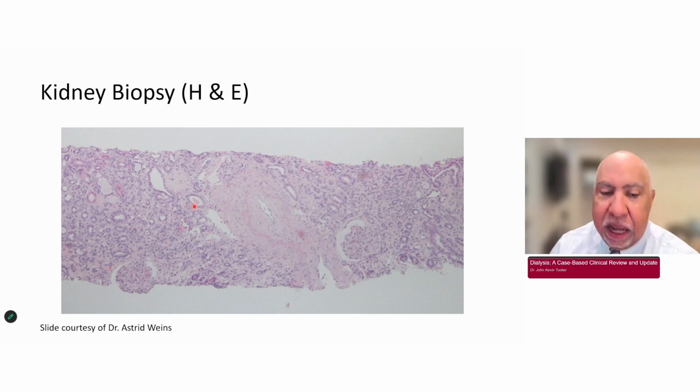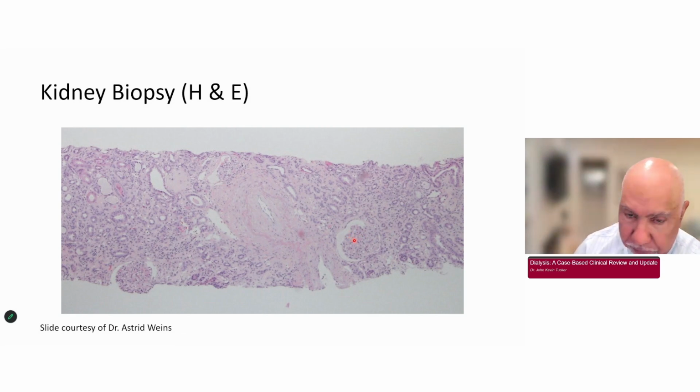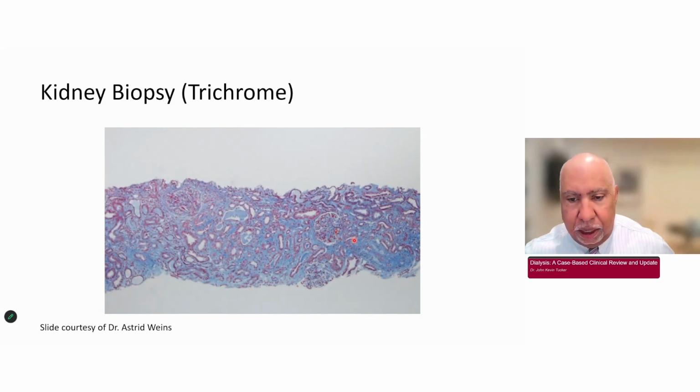This is the H&E from this biopsy, and what you can see is that the vessels are pretty impressively thickened, narrow lumen, and there's a lot of chronic interstitial disease here. The glomeruli look somewhat ischemic. Trichrome stain shows a fair amount of blue staining in the background, indicating chronic fibrosis.